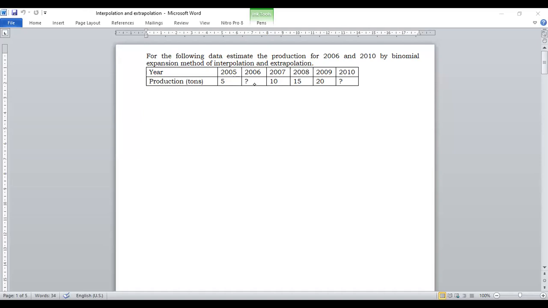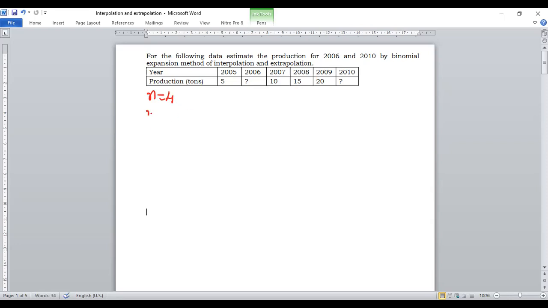So this is the problem. Here first we need to write the number of known values. Here the number of known values is denoted by n. N is equal to 4: 1, 2, 3, and 4. These are the n values. N is equal to 4.